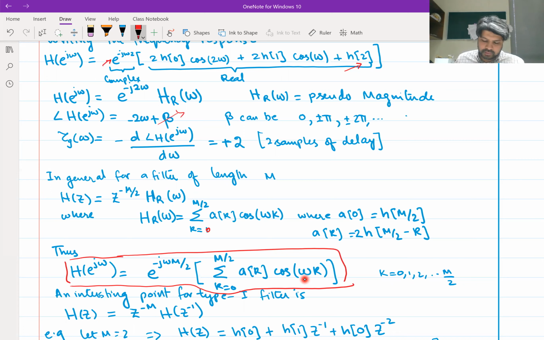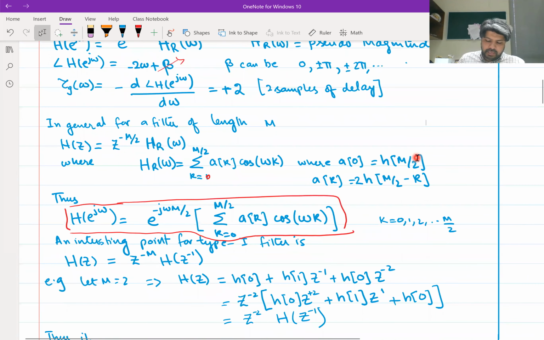If we take k is equal to 1, then a of 1 would be 2 times h of 1 times cos of omega, so the 2 h of 1 cos of omega term is coming in here. And finally, when k is equal to 2, you have the 2 times h of 0 times cos of 2 omega term. So this matches this, because we derived it. Is there any confusion in this? No, sir.